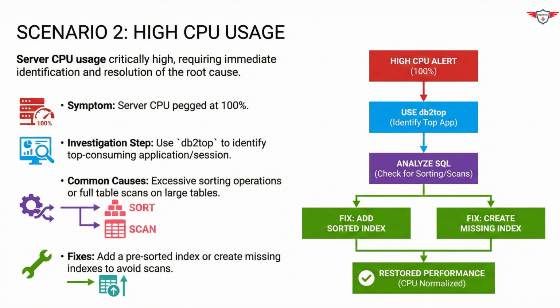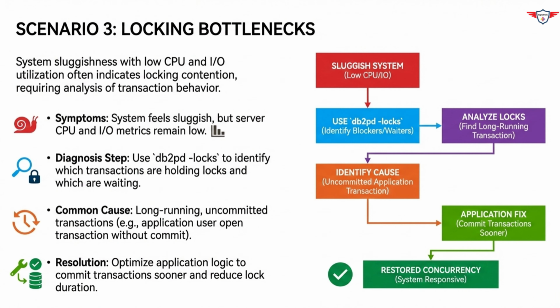Scenario number 3, locking bottlenecks. The system feels sluggish, but CPU and I/O are low. This usually points to locking. Use DB2 PD with the locks option to see who is holding locks and who is waiting.